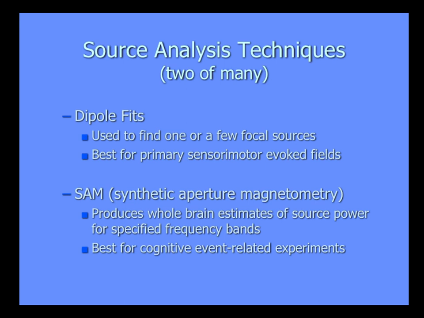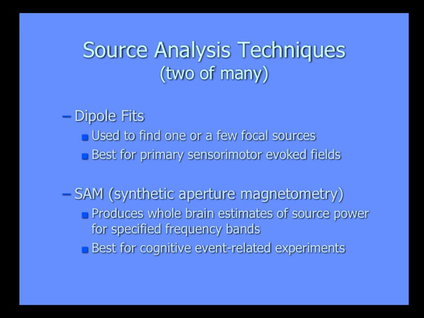So locating the source generator for that fits the dipole model very well. The dipole fits are best if you're doing primary sensory motor type investigations. However, most of us are really interested in cognitive neuroscience, and these processes are much more diffuse, and also the events are much more diffuse.